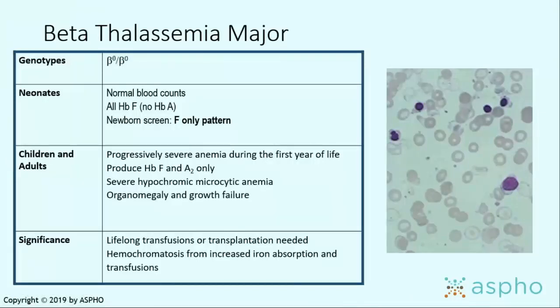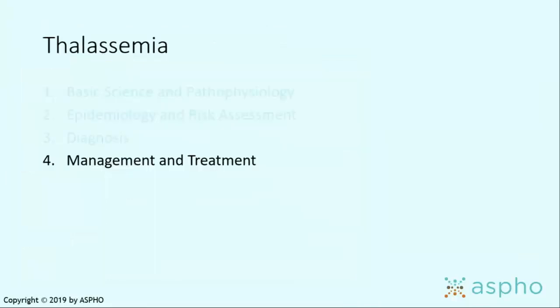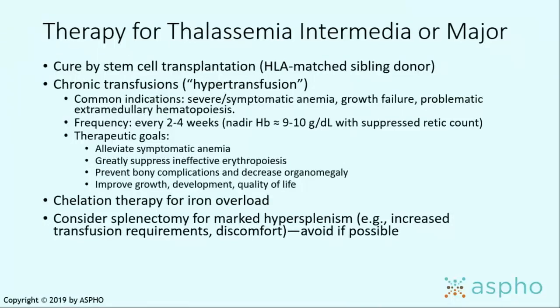So they are placed on lifelong transfusions or bone marrow transplantation if available, and then you have to monitor for hemochromatosis. So that is the primary therapy for thalassemia intermedia that's transfusion dependent, or for thalassemia major. Again, they are cured by stem cell transplant. Those with HLA matched sibling donors, we send to transplant. Those without, then we consider transplanting them on a trial.